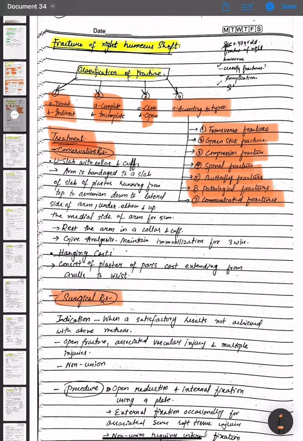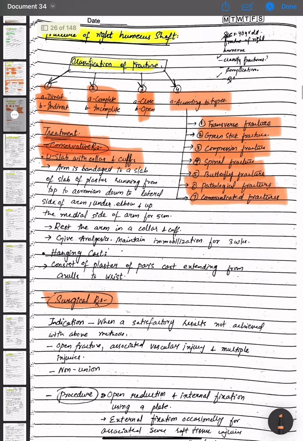In conservative treatment, we have the U-slab with collar and cuff. The arm is bandaged to a slab of plaster running from the top of the acromion down the lateral side of the arm, under the elbow and up the medial side of the arm for 5 cm. Rest the arm in a collar and cuff, give analgesics, and maintain immobilization for 3 weeks. A hanging cast consists of a plaster of Paris cast extended from the axilla to the wrist. These are the conservative treatments.